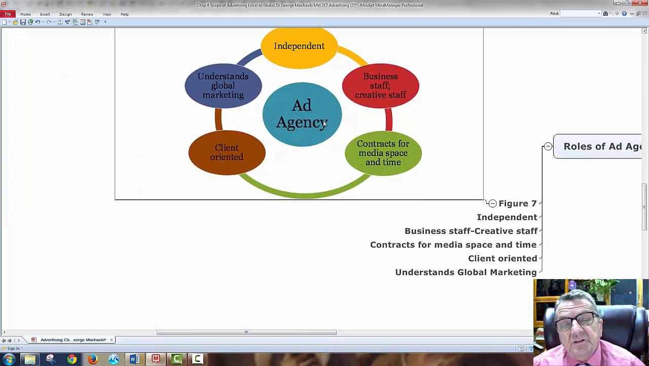So the ad agency basically has to be independent. It has a business staff. It has a creative staff. When I'm saying independent, you could have internal advertising within a company, but sometimes you may want somebody else to bring in some new ideas.